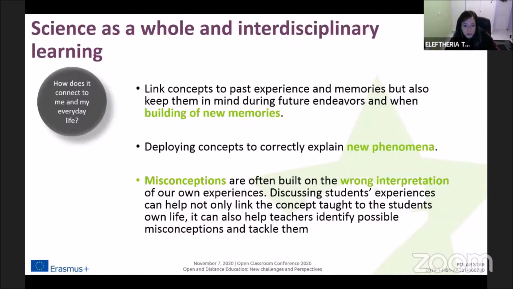And it's not just that. When in the future our students come across new phenomena, then they will be able to deploy these concepts. So we're not using the concepts only to explain to our students phenomena that they already know about. We also give them a chance to be able to deploy these concepts to correctly explain new phenomena they come across.